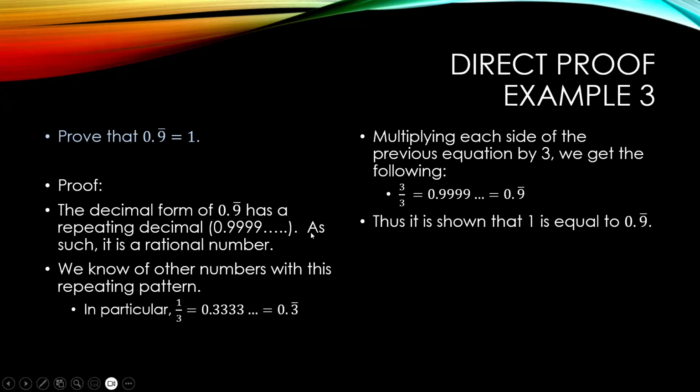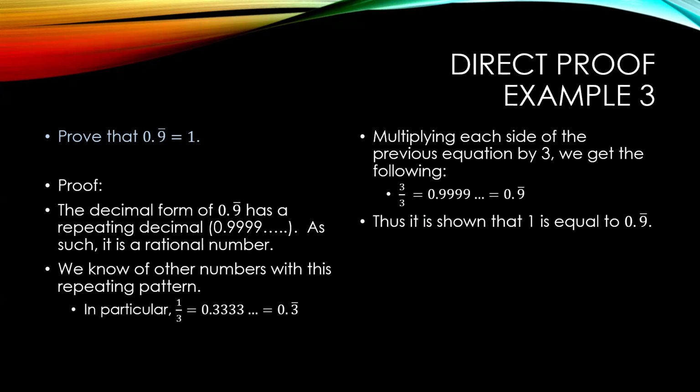Multiplying each side of this equation, the 1/3 is equal to the 0.33333, we get 3/3 is equal to 0.9999999, which is equal to 0.9 bar. But 3/3 is 1. And so it's been shown that 1 is equal to 0.9 with a bar over it.